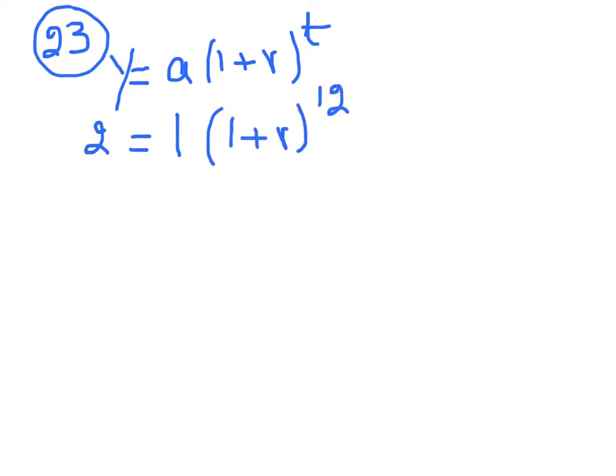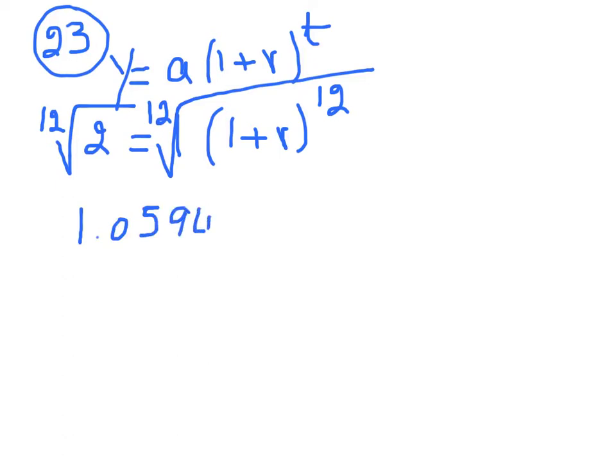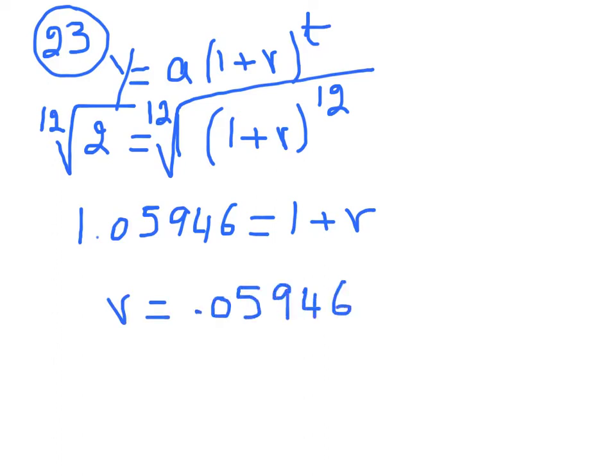So now to solve this equation for r, the rate at which it's increasing, I'm going to take the 12th root of both sides. And to do the 12th root on your calculator, this is going to give us 1.05946 is equal to 1 + r. Subtracting 1, r is 0.05946, or simply put 5.9%.